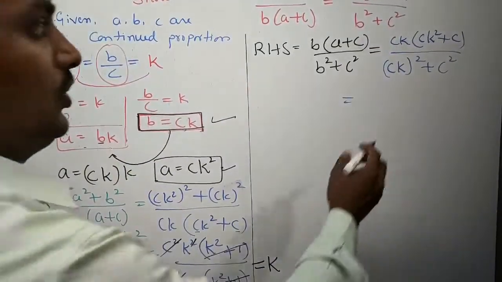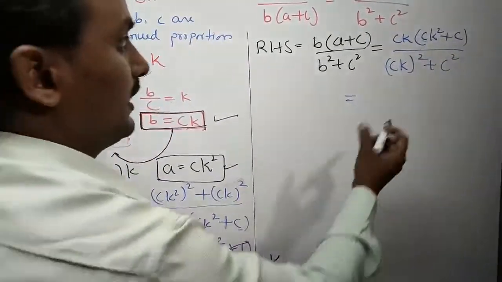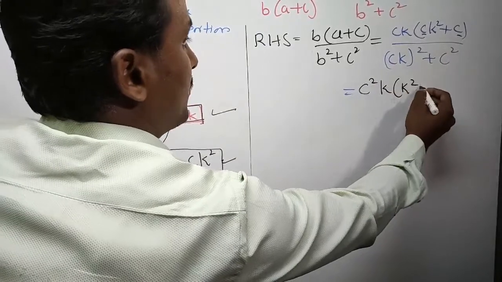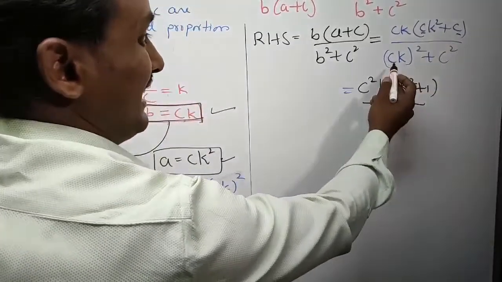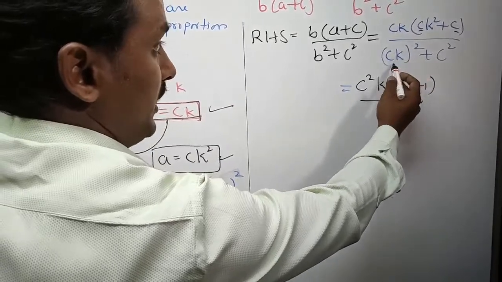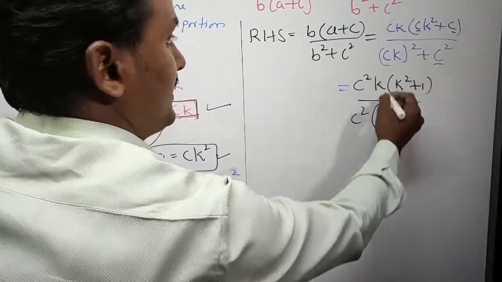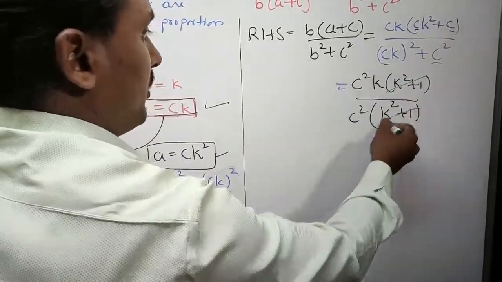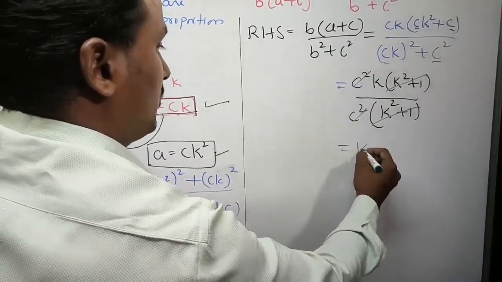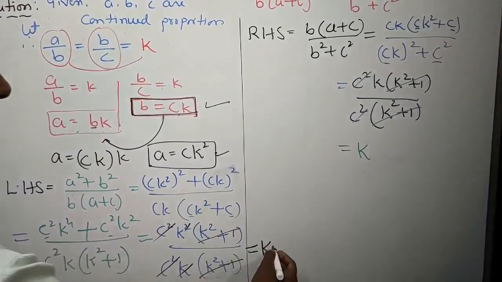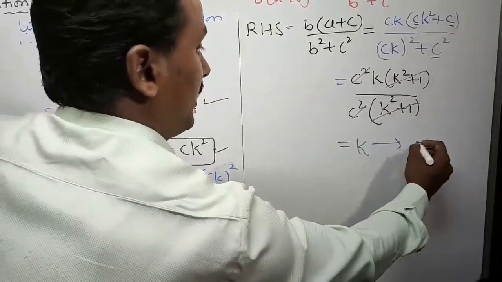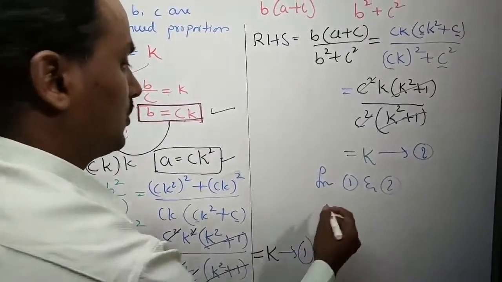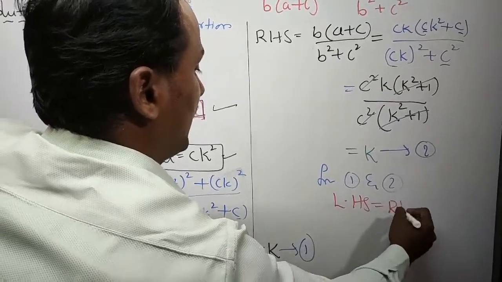Now simplification. In the numerator, c and c common will come, children. See, in the bracket inside, c common came inside, c² and k remaining inside, k² + 1 will come, children. Denominator: this one squared, applying c² and k². Here c² and c² common factor, remaining inside k² + 1 will come, children. Which cancel now? k² + 1 cancels, c² cancels, equal to k, children. See, the left hand side we got k, equation number 1. The right hand side we got equation number 2. From 1 and 2, the left hand side is equal to the right hand side, children.